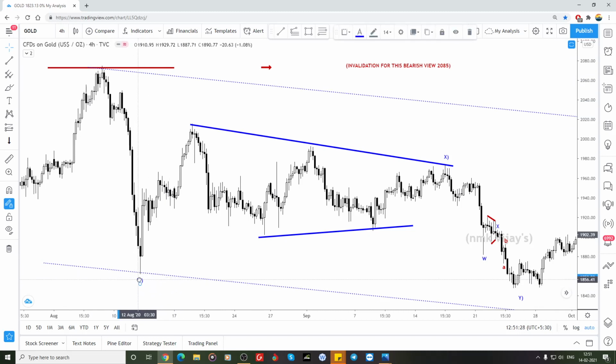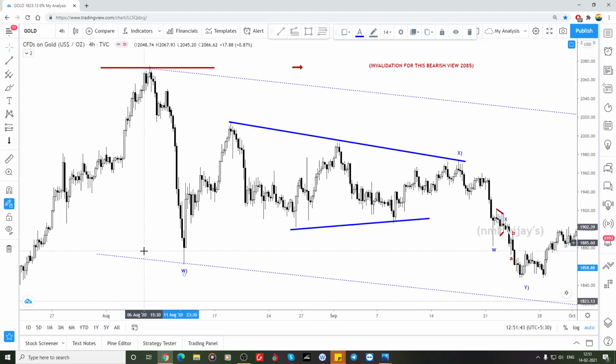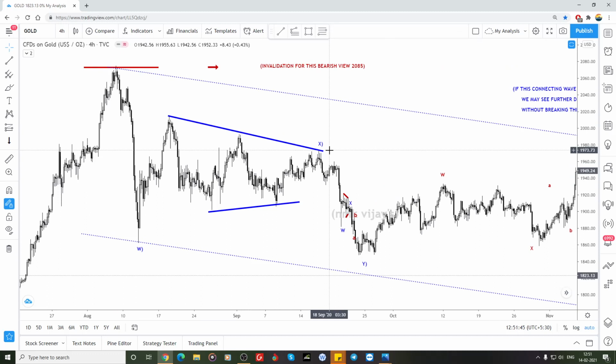For me, it is a W only, because if it is a B, C, and C is a flat correction, right? We need to mark this as a W, not A. It has already made a three-way structure here. It's a flat correction, W. So X is a triangle. Again, ABC is a WX, ABC is a Y, ended here.